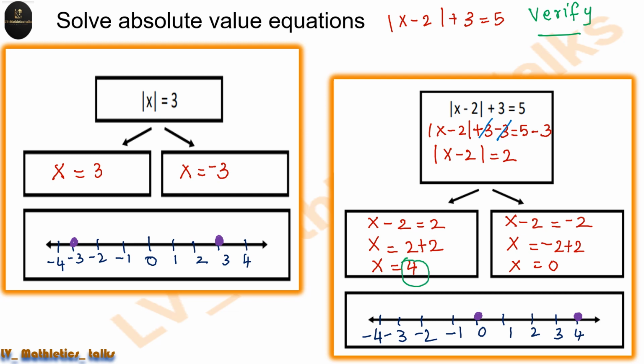So |4 minus 2| plus 3. It should be equal to 5, right? So 4 minus 2 is 2, plus 3 equals 5. This implies 2 plus 3 equals 5. This implies 5 is equal to 5. It's true. So your answer 4 is right. Similarly, you can try and check if your answer 0 is correct. What do you have to do here? Plug in the value 0 in place of x. So you get 2 plus 3. This is again true. So your answer is right.